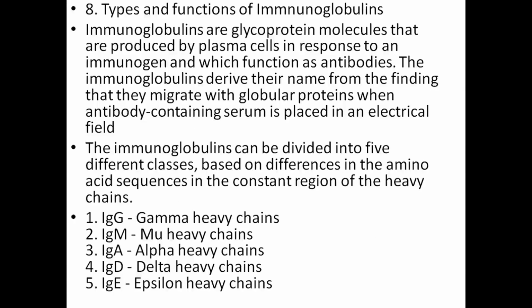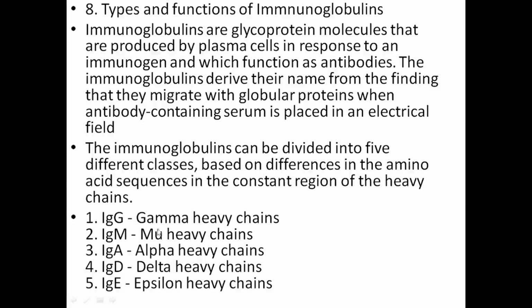Question number 8: the types and functions of immunoglobulin. Immunoglobulins are glycoprotein molecules that are produced by plasma cells in response to an immunogen and which function as antibodies. The immunoglobulins derive their name from the finding that they migrate with the globular protein when antibody-containing serum is placed in an electrical field. Immunoglobulins can be divided into 5 different classes based on the difference in the amino acid sequence in the constant region of the heavy chain.